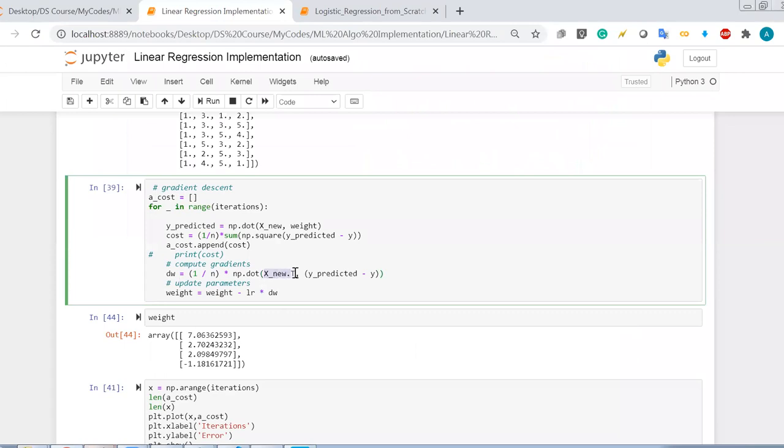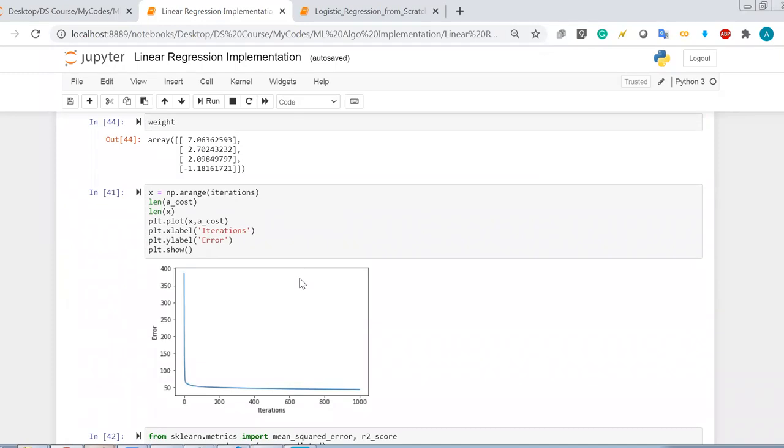this x new transpose. So why I did this, I'll explain you again. Have you understood why I did the transpose, or it's not clear? Please tell, is this clear, why I did the x transpose, and then I'm multiplying this x transpose with y predicted minus y? Yes, sir. Okay.